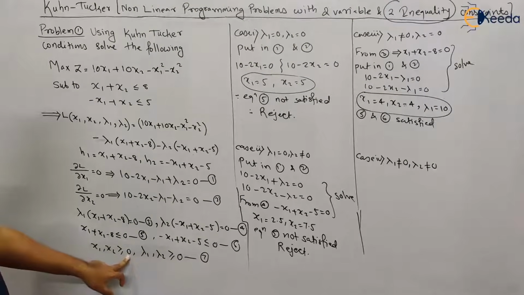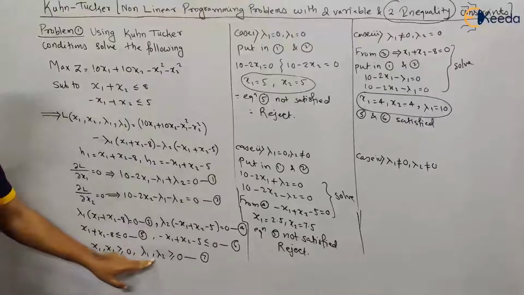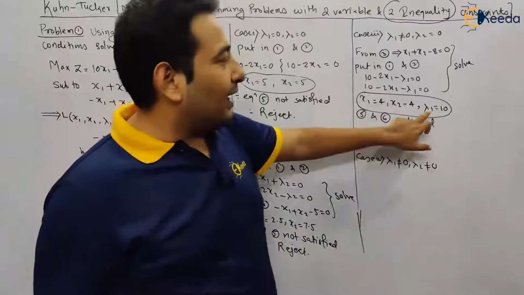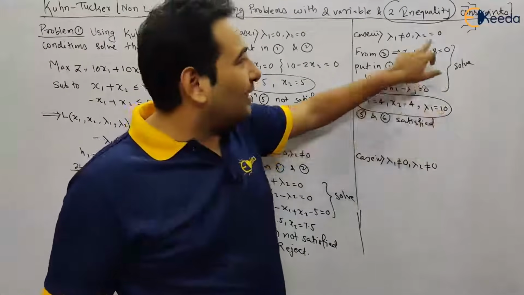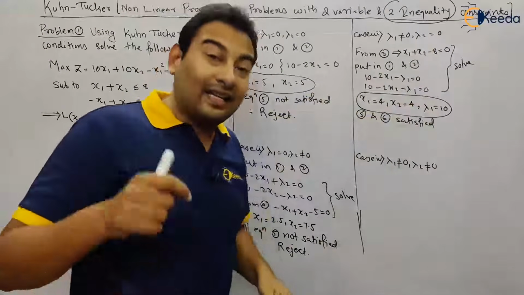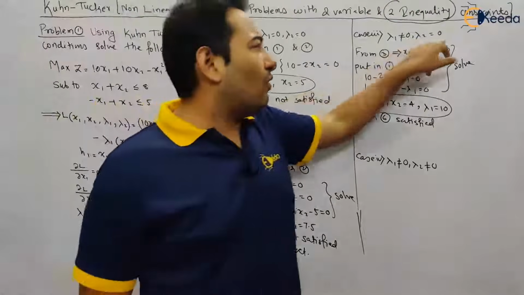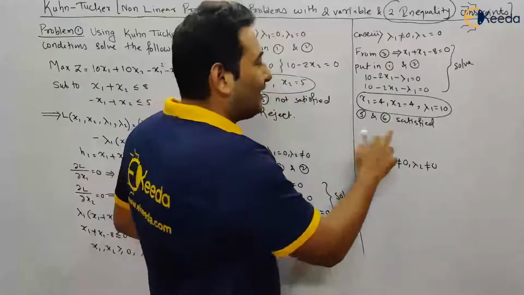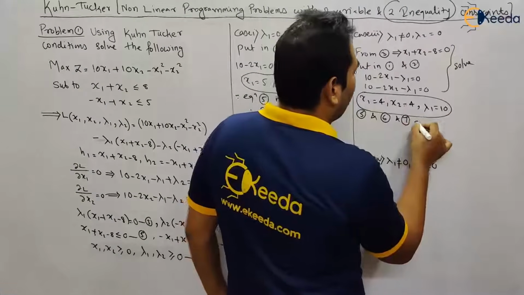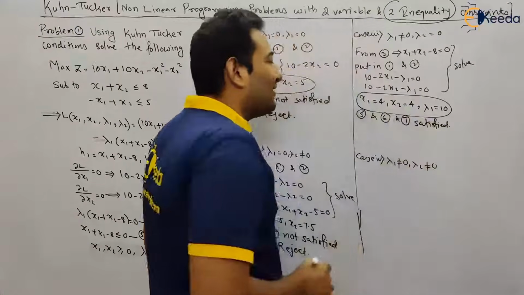Let us check for 7. x1, x2 greater than equal to 0. See here, they are greater than equal to 0. Lambda 1, lambda 2 both are also greater than equal to 0. See, lambda 1 is 10 and lambda 2 equal to 0. So these two values are also greater than equal to. Here equal to is also there. That means 0 will also do. That means 5, 6 and 7 satisfied. All the conditions are satisfied.